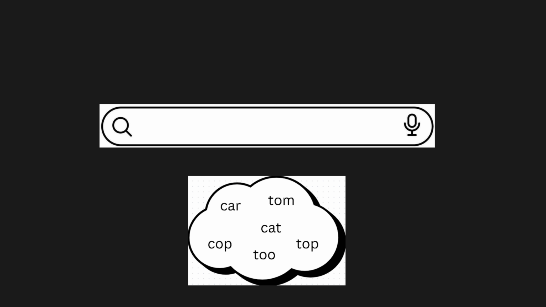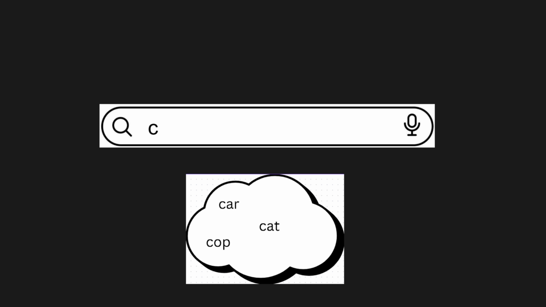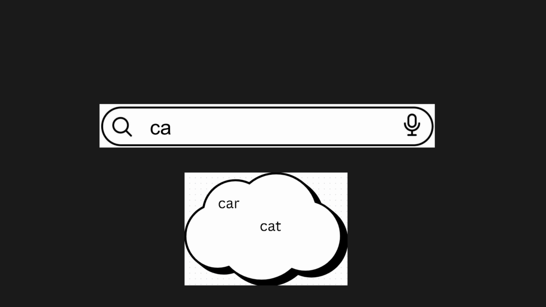Let's say you are building a search bar for a website or an app. You have a list of words: car, cat, cob, top, to, and Tom. Now imagine you type C. So it should suggest car, cat, cob. If I type CA, it should narrow down to car and cat. If I type cat, now just cat. The suggestions should shrink as you type more letters.